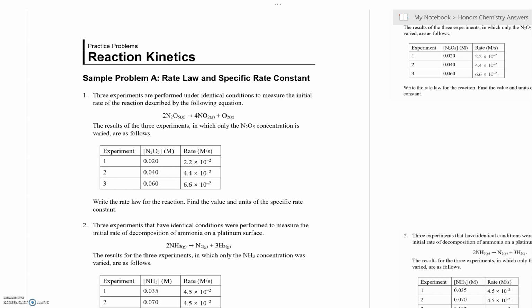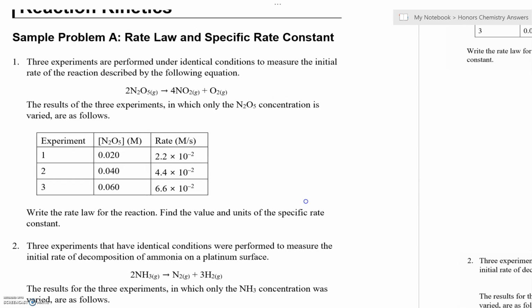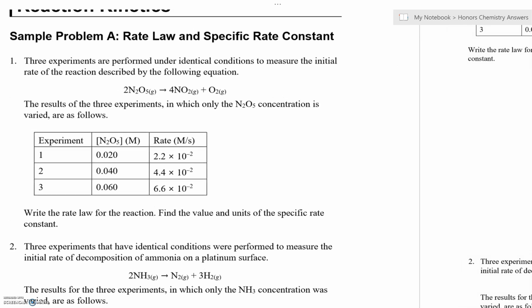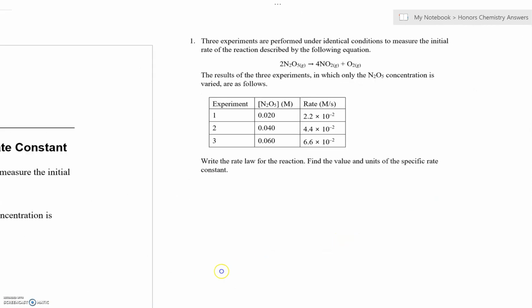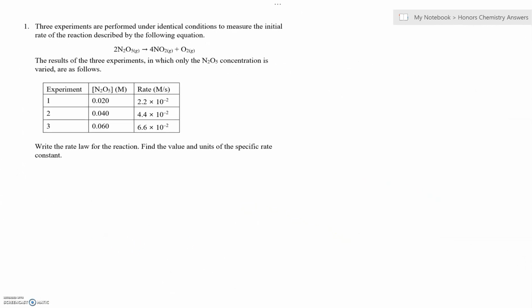Okay, so we are now firmly into chapter 17, and we are looking at differentiated rate law. So here's an example of a typical problem that we're going to be looking for. It says write the rate law for the reaction and find the value in units of the specific rate constant. So I put it over here so I'd have some room in the bottom to work so you could see better what I was doing.